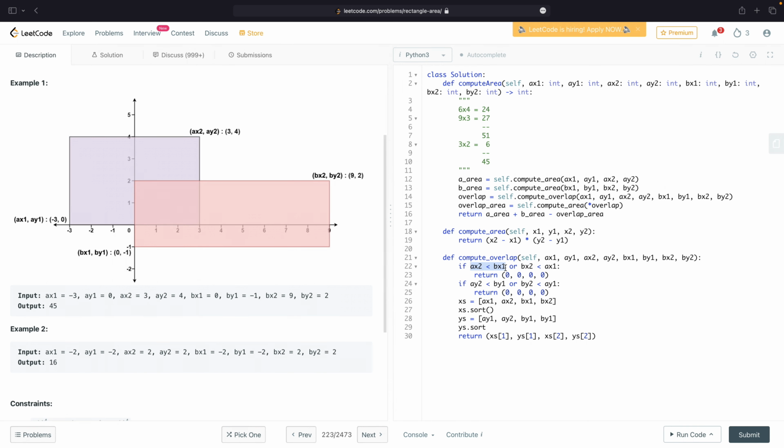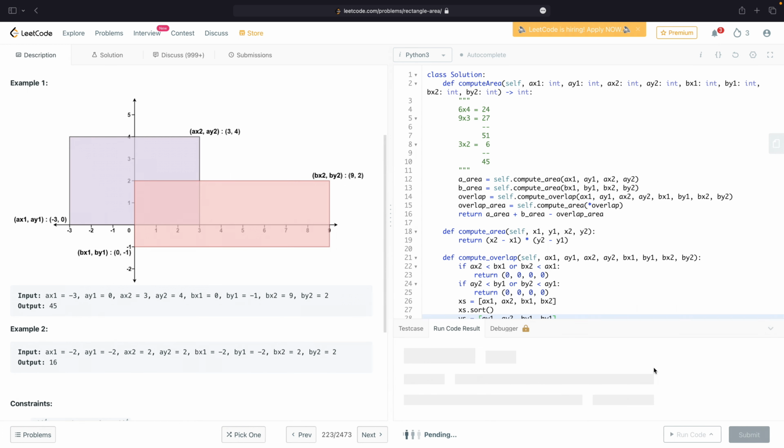So if the purple box is too far to the left or too far to the right, and then if the purple box is all the way too low or all the way too high, both of those are 0 cases. Now I think that's what this second example might be doing. -2, -2 to 2, 2. Oh no, that's doing just a perfect overlap between them. That's fine.